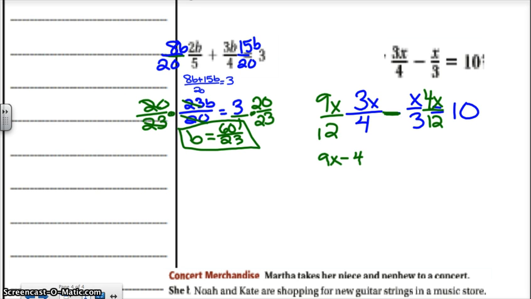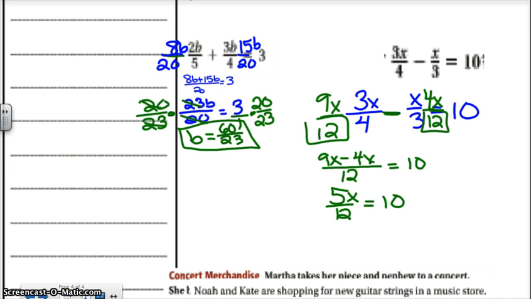9x minus 4x over 12 equals 10. I can put the 9x minus 4x on top because they have the same denominator. Once you have the same denominator, you can put the numbers on top all on one. 9x minus 4x, I get 5x over 12 equals 10.